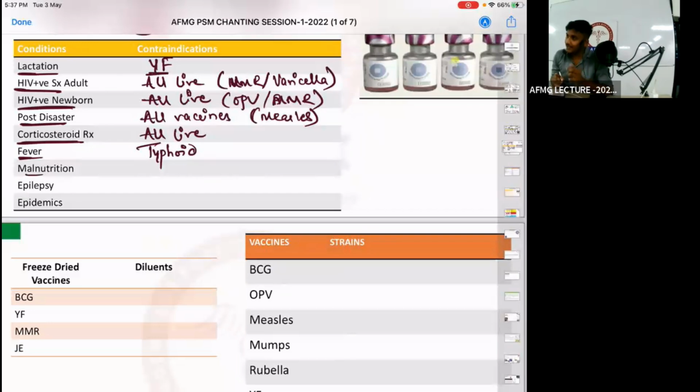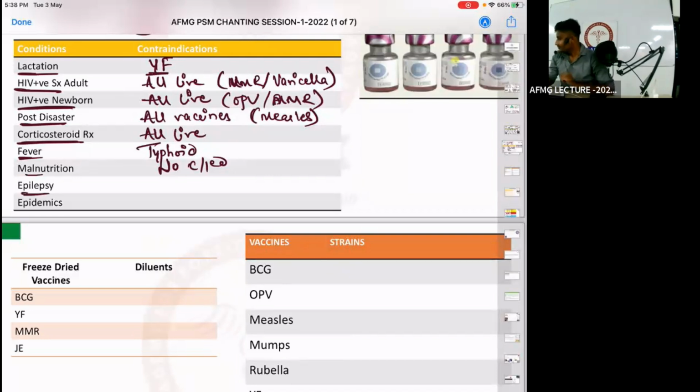Which vaccine is contraindicated during malnutrition? If a child has malnutrition, no contraindication would be there. No vaccines are contraindicated in malnutrition. Which vaccine is contraindicated during diarrhea? Again, no contraindication for diarrhea. So malnutrition and diarrhea have no contraindication for any vaccine.